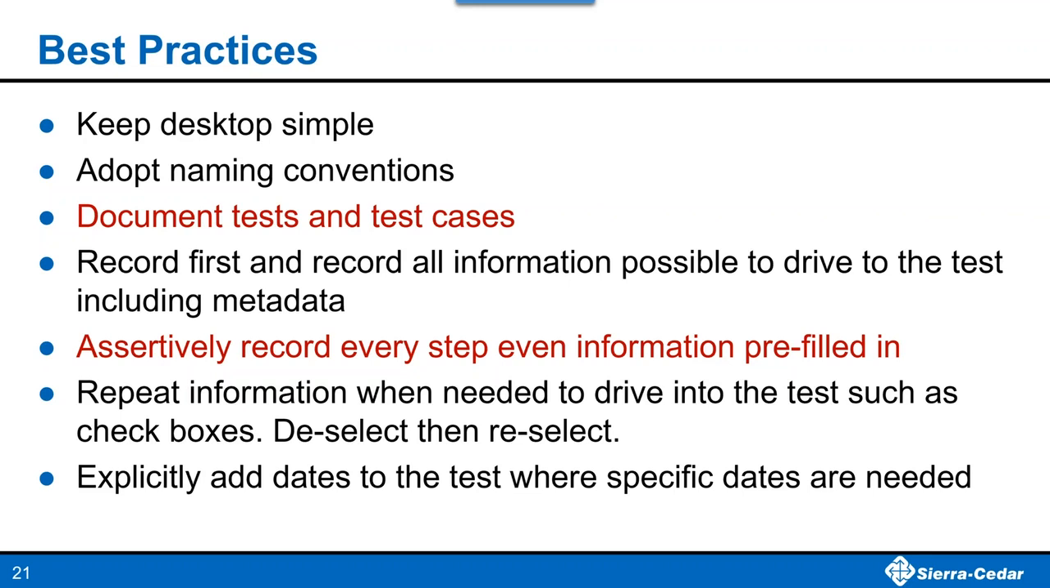it's best to record everything possible. Check boxes that are checked on or off, do them both, and then at least have the checkbox there if it's automatically checked on. And along with that is repeat information when needed to drive into the test, such as checkboxes. That's what I just said. Deselect and then reselect. And then you can delete one of the lines. Explicitly add dates, talked about that already, to the test where specific dates are needed.